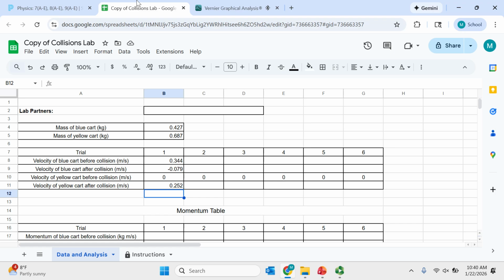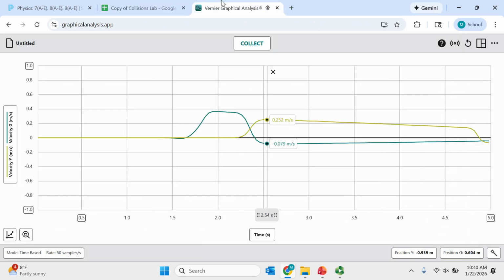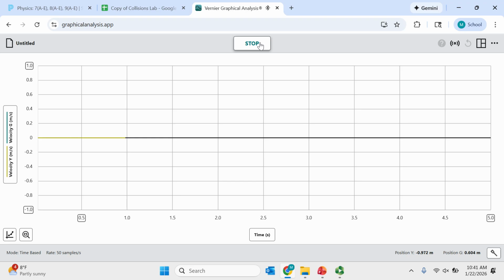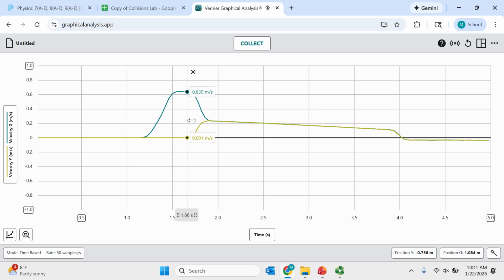And now I'm going to get ready to collect my data for this second trial. Now here I've set it up so they should stick together. So I'm going to hit collect, push the blue cart, and there we go. It looks like they stuck together. So again, here's where my collision's occurring. It looks like they're moving together after the collision.